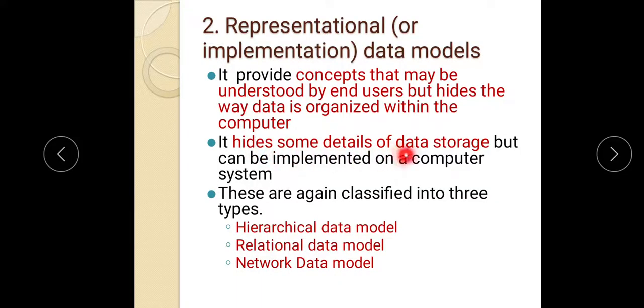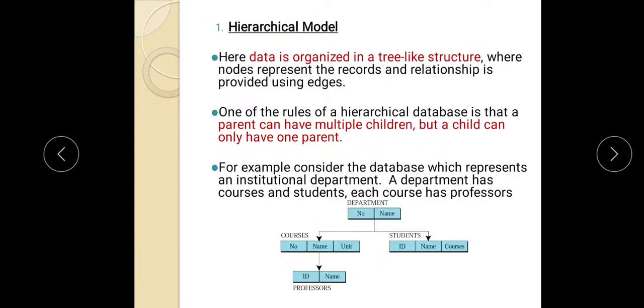It hides some details of data storage but can be implemented on the computer system. So how the data is stored is hidden from the user, but the data can be stored in the computer system. Clear? So this representational data model is the second type of model. It is again classified into three types: hierarchical data model, relational data model, and network data model. Let us see in detail what these are.